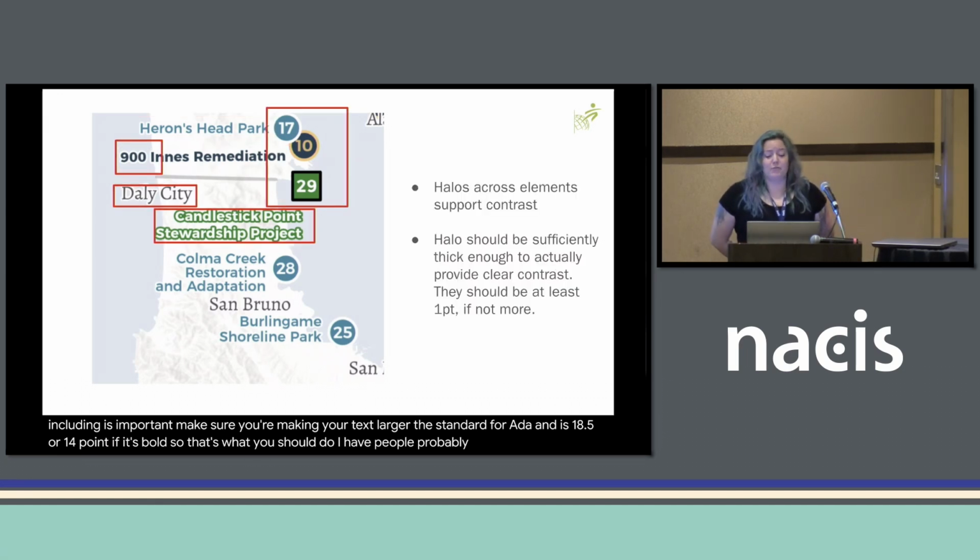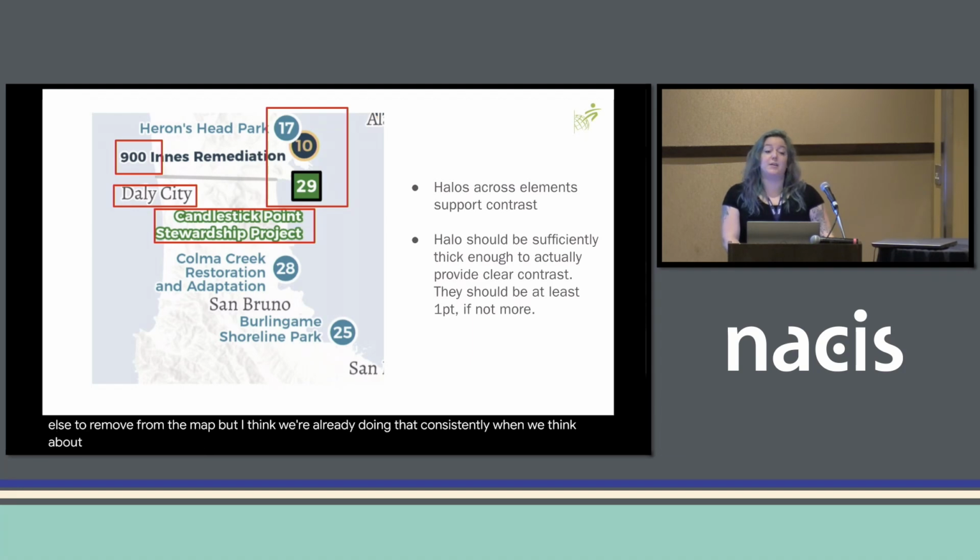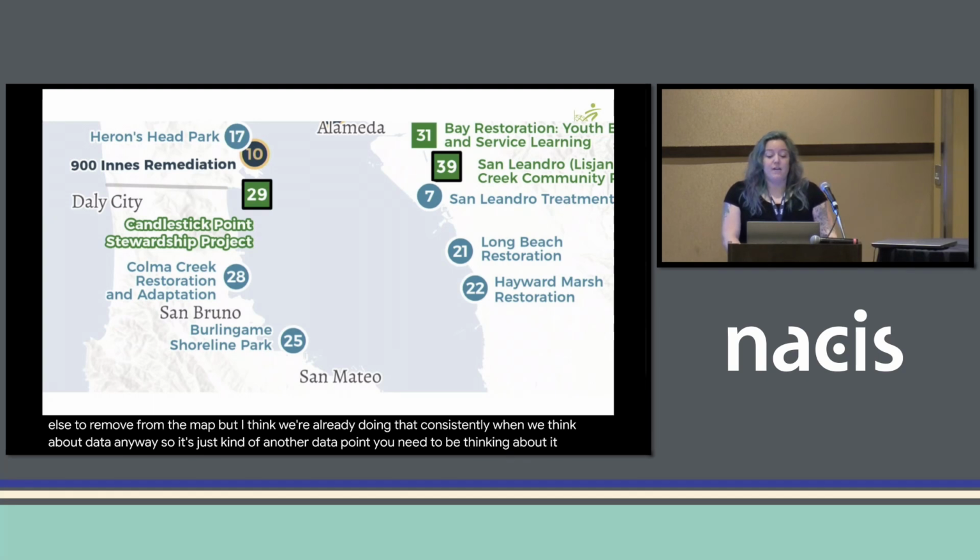People probably have often read about making sure there's halos everywhere, and I think this is often where people get stuck because it's increasing contrast in a lot of elements across the map. I do think it can be done in a nice way, and I also think remembering that you can do more than just white is important. As long as you're testing and seeing what works across the map, I think you can find beautiful ways of figuring it out and finding the right balance. Some of it also means you have to determine what else to remove from the map, but I think we're already doing that consistently when we think about data anyway. So it's just another data point you need to be thinking about and framing it as such.